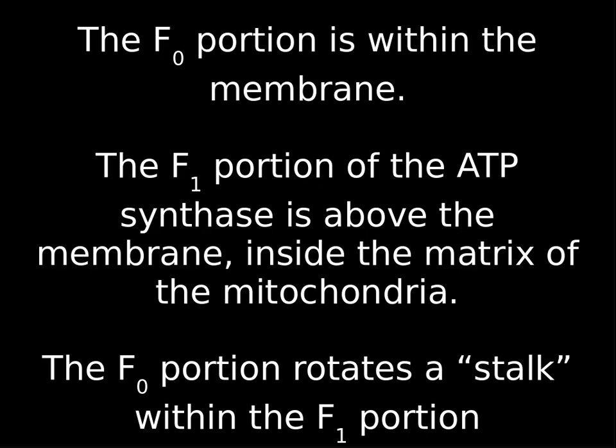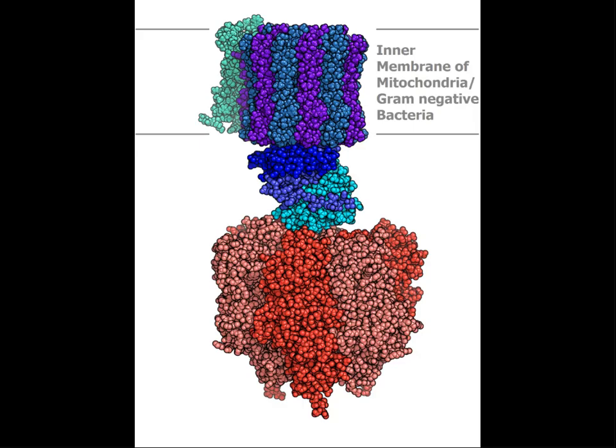So this is a rough drawing. This is the F0 portion. This would be the intermembrane space up here. This is where we have high proton concentration. Down here, this is the F1 portion of that. And then we have protons, and inside here would be the matrix. So then we'd have protons going back in here, and then this would rotate, and we'd get catalysis happening.